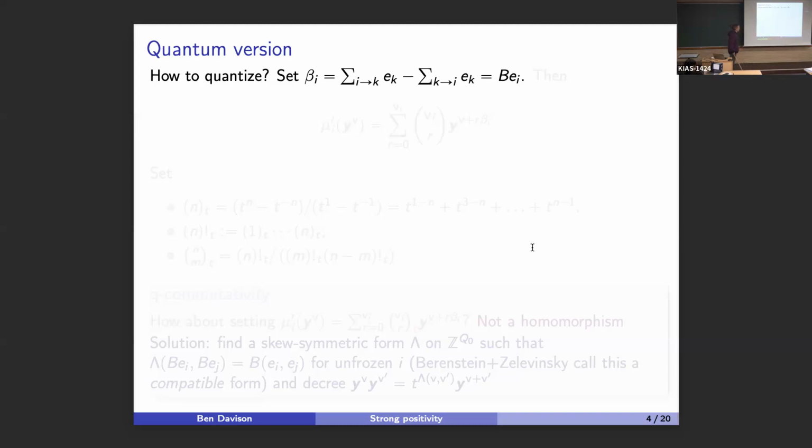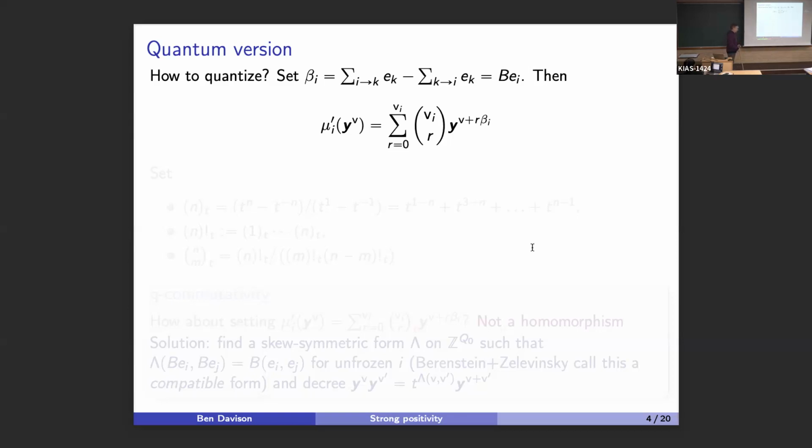Okay, so remember B was my signed adjacency matrix for my quiver. So if I apply B to e_i, the ith basis element, I get this difference between the number of arrows going out of i and the number of arrows going in. And I just define b_i to be that difference. Okay, so then for an arbitrary monomial y^v, and again, I think I want to insist that the entries of v are all positive here.